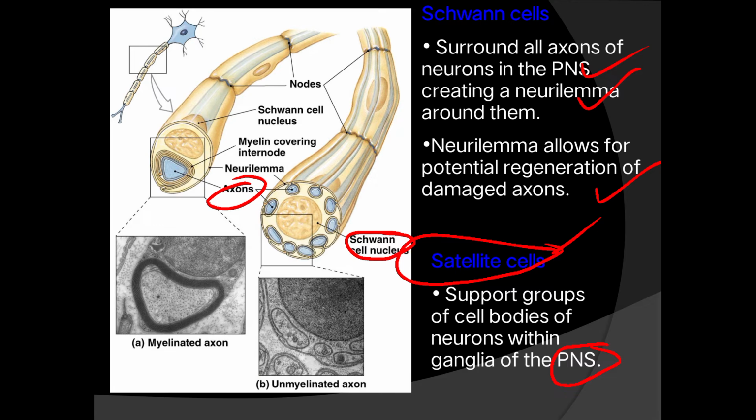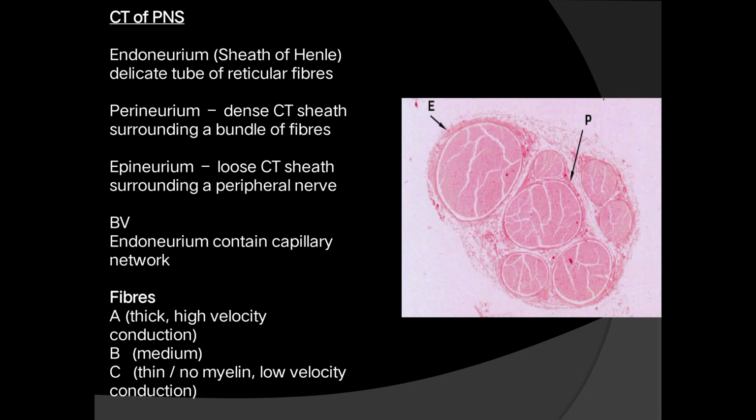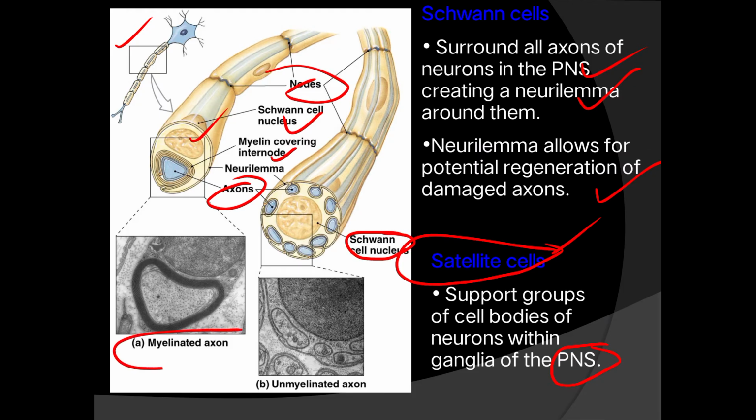Okay, so this is the myelin covering internode. This is the Schwann cell nucleus. Outside it appears like this, so we have to analyze accordingly. And these are the nodes. So what is the difference between myelinated axon and unmyelinated axon?